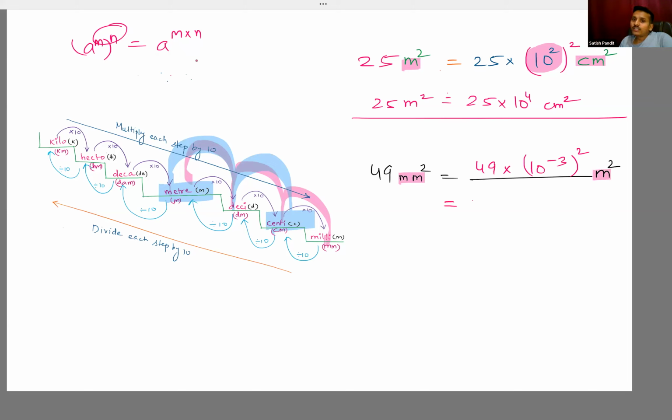So the answer is 49 into 10 to the power minus 3 into 2, which is minus 6. So 49 millimeters square is this much.